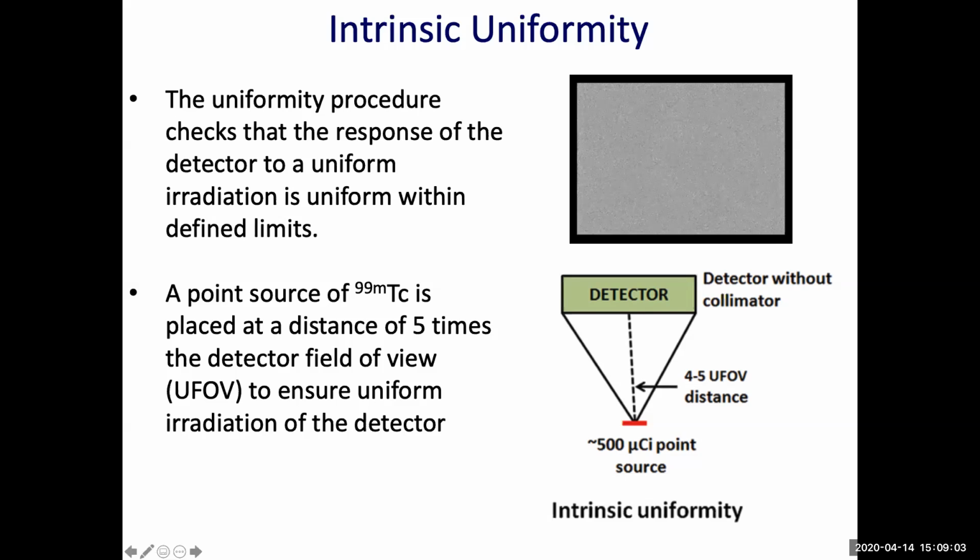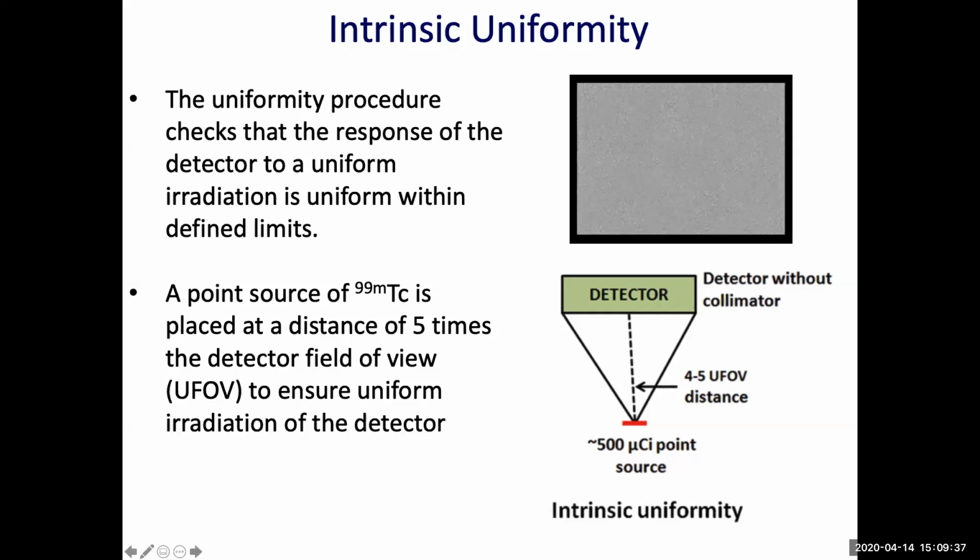So the uniformity procedure checks that the response of the detector to a uniform radiation is uniform within defined limits. What does it mean? So we expose the detector to uniform radiation. The response of the detector should also be uniform, because we are exposing the detector to uniform radiation. We should not see variation in the number of counts. If there's variation in the number of counts, we do a calibration, taking the average count and distributing it to all pixels, and this is called the uniformity correction map.